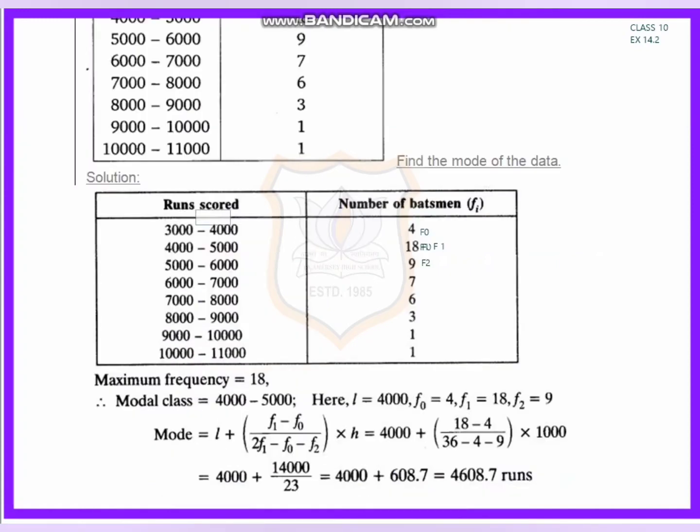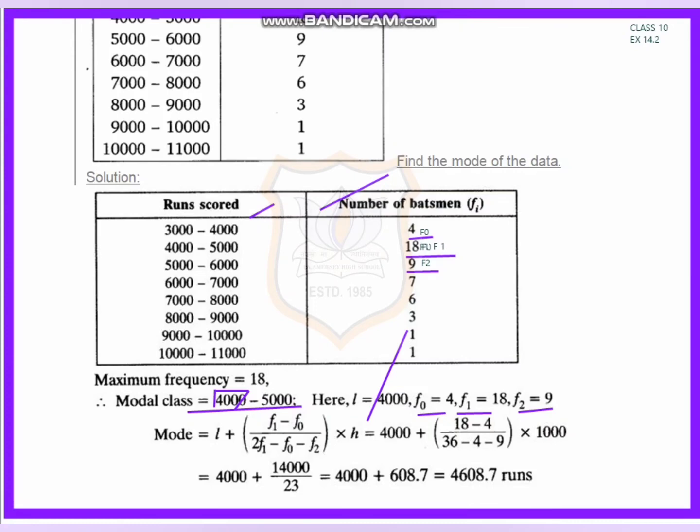Here the runs scored by the players, 3000 to 4000, and the number of batsmen. Here the frequency: first of all, the highest frequency is considered to be F1 and the one on the lower side is F2. Means F2 is 9 and F0 is 4. That we have noted: F0 is 4, F1 is 18 and F2 is 9. And the modal class is 4000 to 5000. Means this is 4000, which is called L.